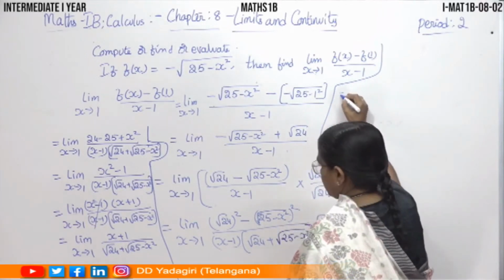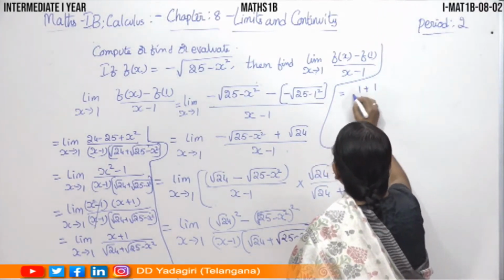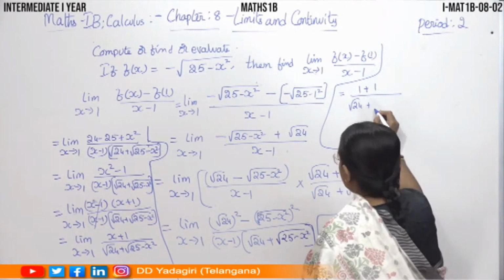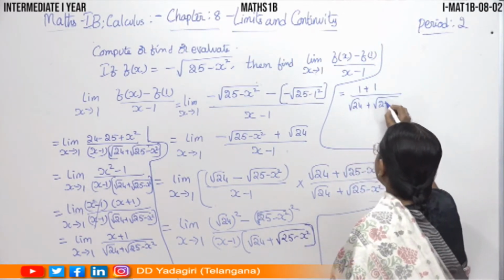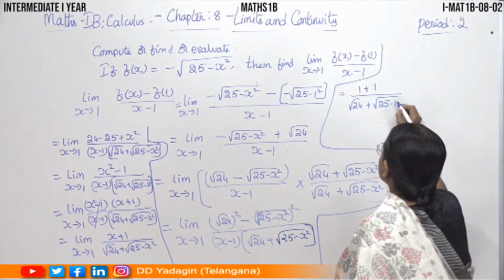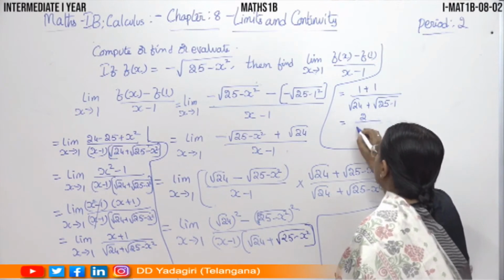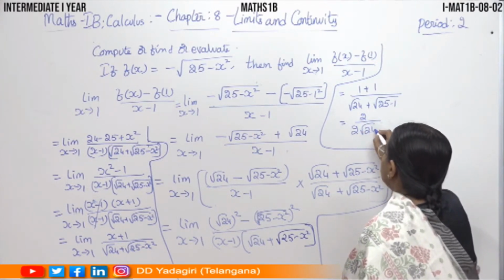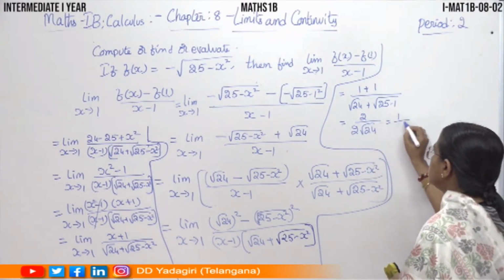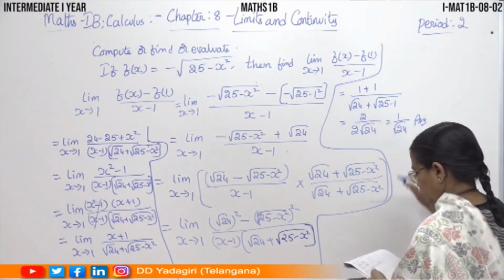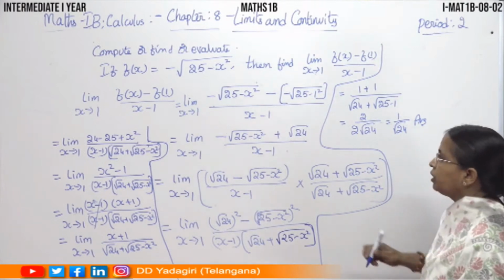So it is equal to 1 plus 1 by root 24 plus again that is also root 24. 25 minus x square 1, 25 minus 1 is 24. So that is 2 by 2 times root 24. 2 and 2 get cancelled. So it is equal to 1 by root 24. This is the answer.